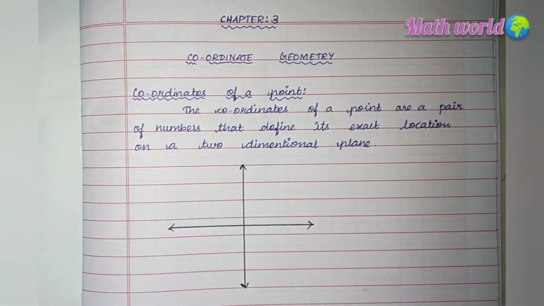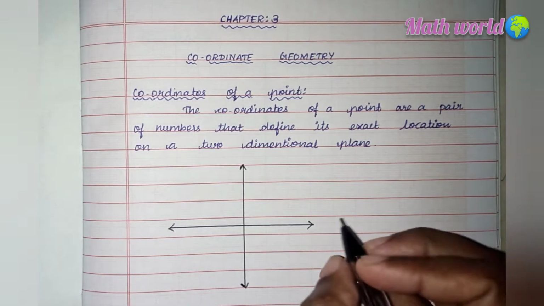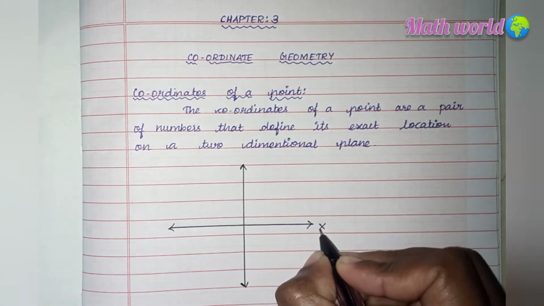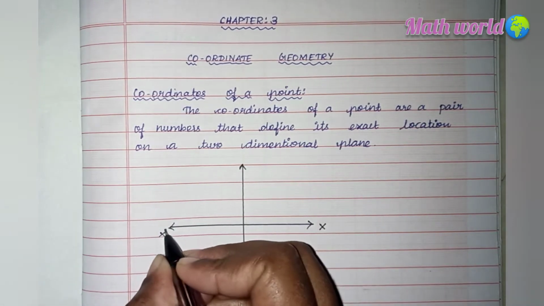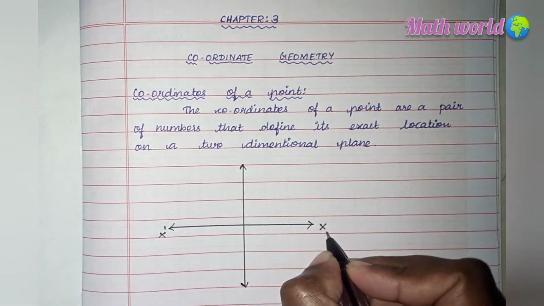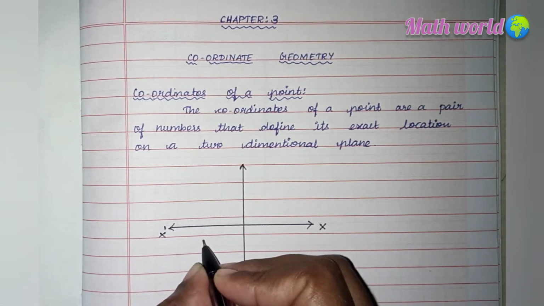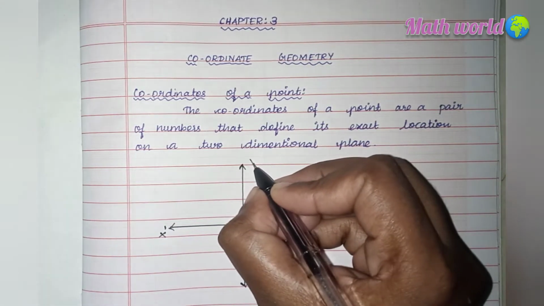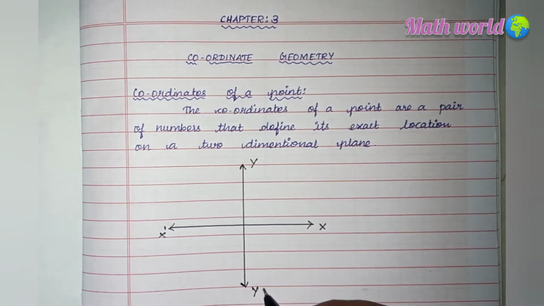What is meant by the x-axis and y-axis? The horizontal line, the horizontal axis, is called the x-axis. This is x, and this side you should mark as x dash. That means this is the positive side, this is the negative side. The same you should take for the y-axis. This is y, this is y dash.